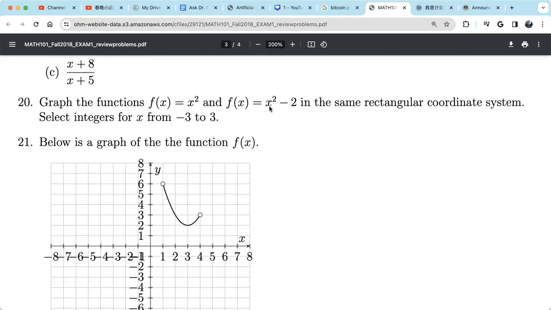So basically, this helps you to see that it's a transformation. So the second f of x, let me grab my pencil. This f of x is a transformation of this one, 2 units down.